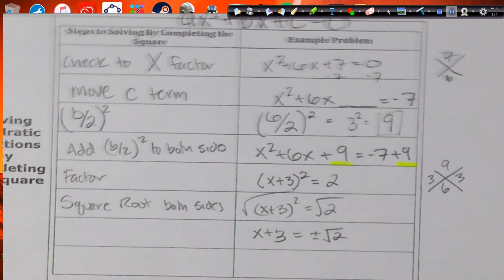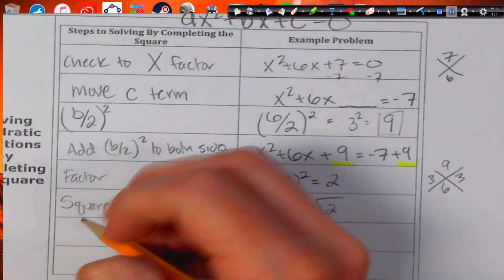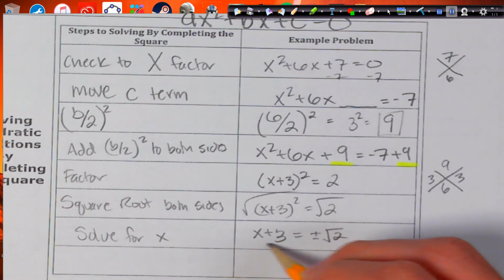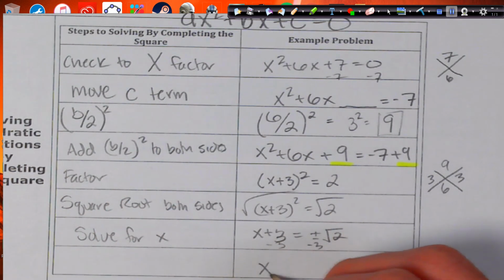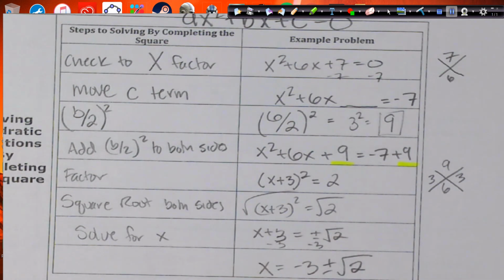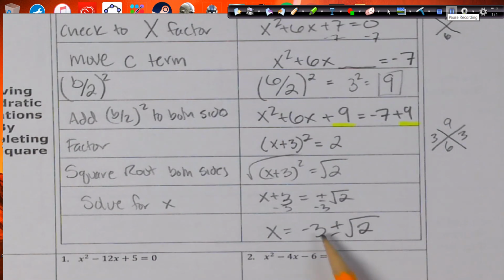Now rad 2 we can't get a perfect square of, which is okay. And then we're going to solve for x. And so we subtract 3, we get x equals negative 3 plus or minus square root 2. And here we get an unusual final answer, but it's negative 3 plus or minus the square root of 2. I can't add negative 3 and subtract negative 3 from rad 2, so this is our final answer.